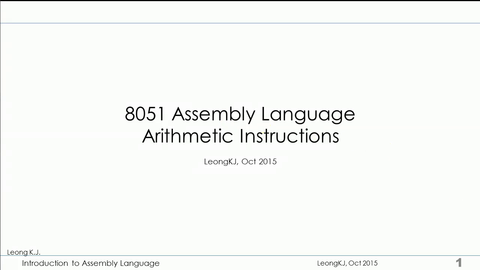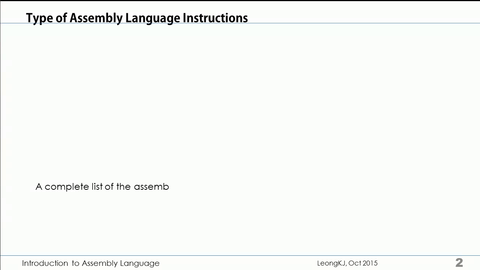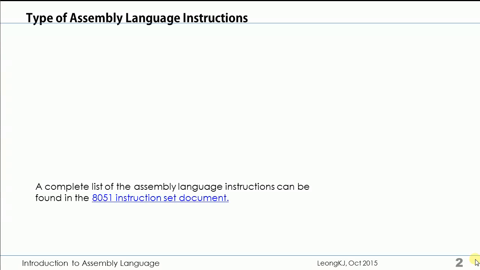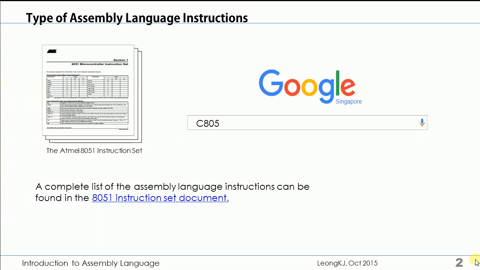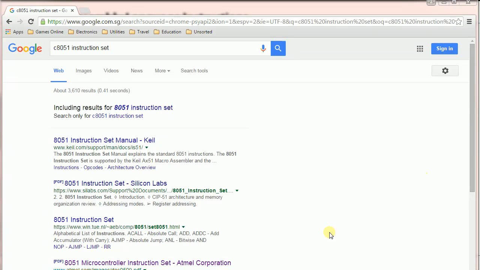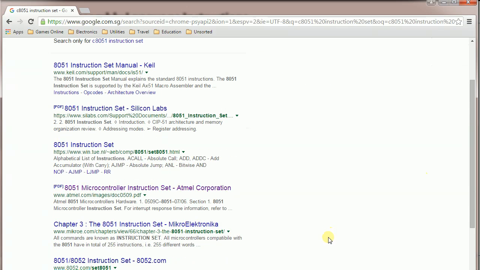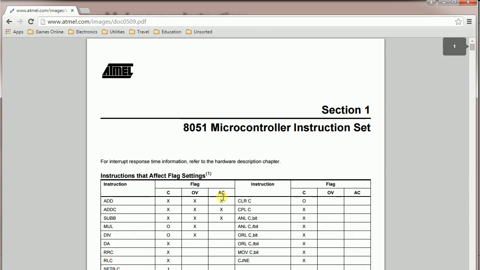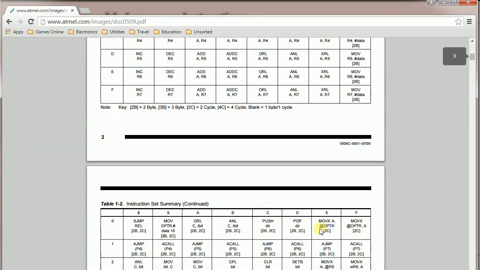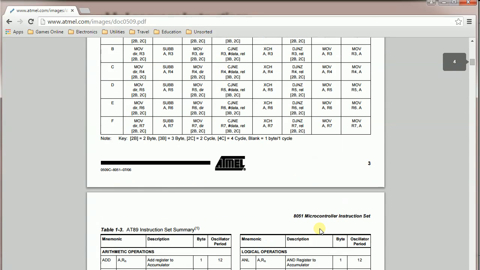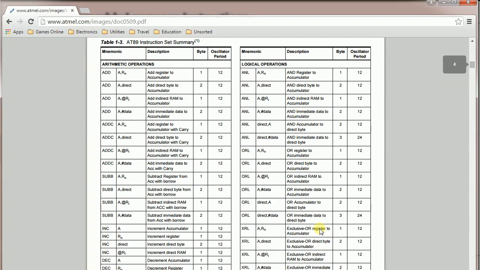8051 Assembly Language Arithmetic Instructions. A complete list of the assembly language instructions can be found in the 8051 instruction set document. This document can be easily found on the internet. These are the instructions.